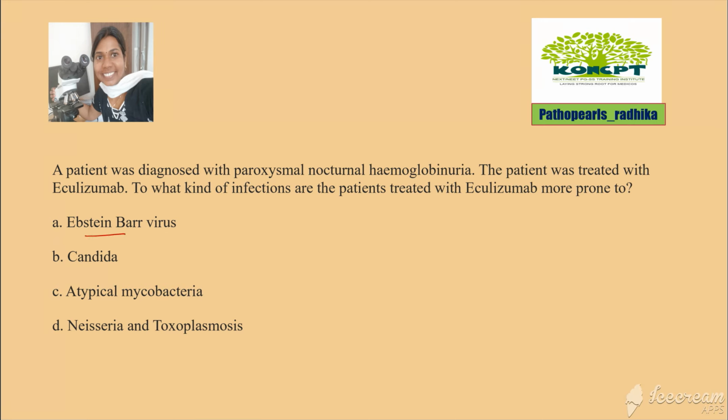Other immunodeficiencies I have discussed. In hyper IgM, the patient is more prone to develop infection by Pneumocystis jirovecii pneumonia. In Bruton's agammaglobulinemia, they can develop infections by Giardia. Like that, for each immunodeficiency you have certain infections to which the patient is more prone.